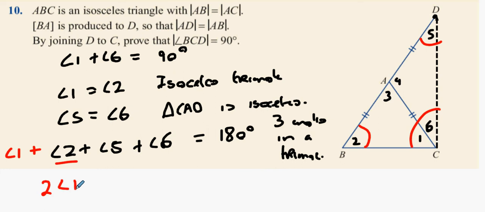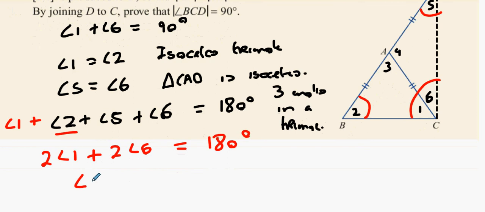So it's going to be 2 times angle 1. I'm going to replace angle 5 with angle 6. So it's going to be 2 times angle 6 equals 180 degrees. Divide both sides by 2. I'm going to get angle 1 plus angle 6 equals 90 degrees. And that's pretty much what I was asked to prove.